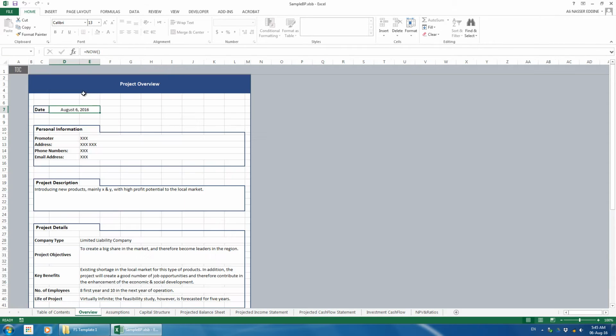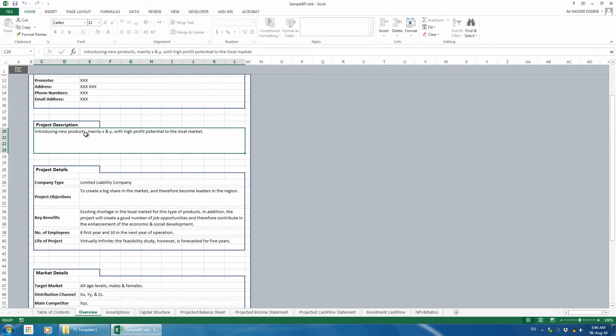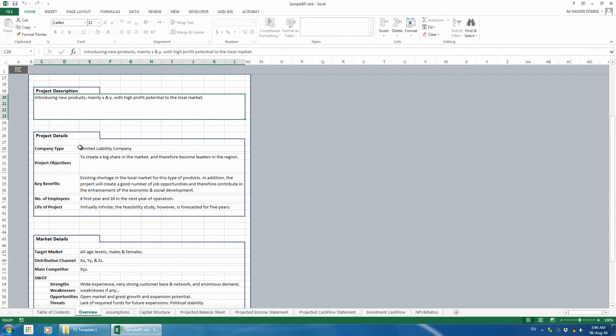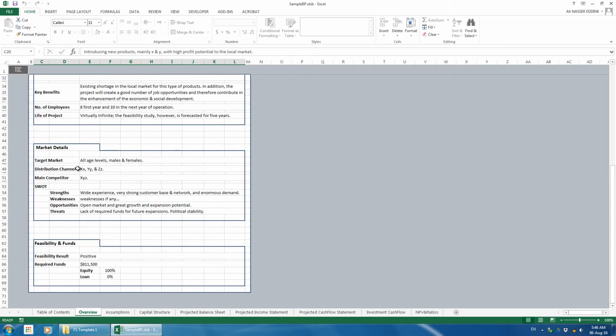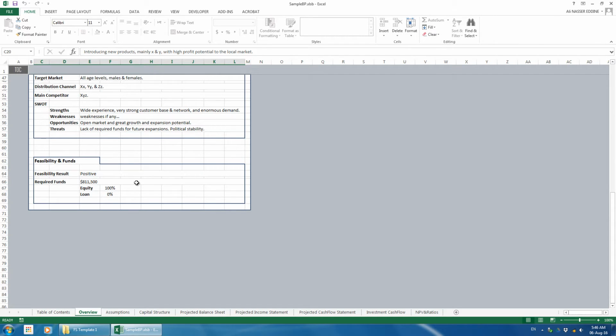The second sheet contains an overview of the project. The first section is for personal information of the promoter, and the second is for a short description. The third is about key details. The fourth is for market information. The last section is about the feasibility of the project. You don't have to fill this section. It is the result of your study based on the assumptions you make.